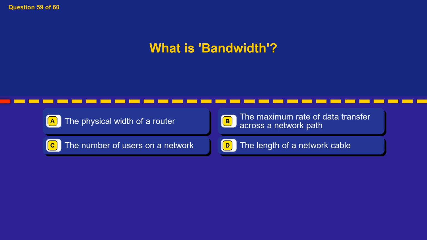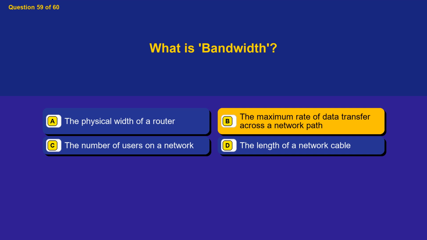Question 59. What is bandwidth? Option A, the physical width of a router. Option B, the maximum rate of data transfer across a network path. Option C, the number of users on a network. Option D, the length of a network cable.